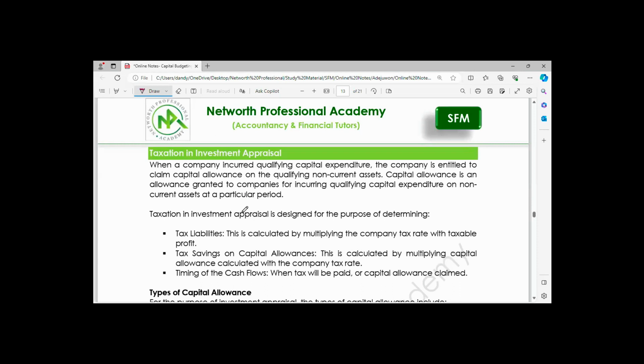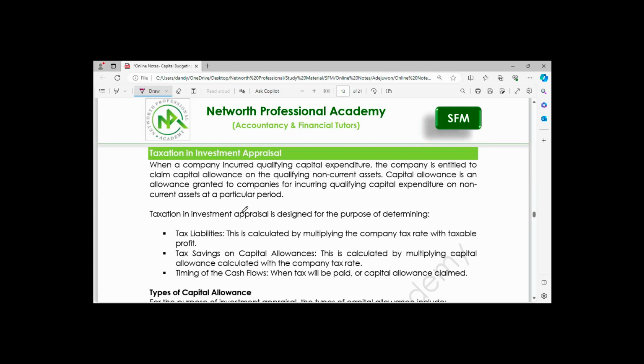The initial allowance is an allowance claimable once in the lifetime of the asset. Once you claim it for the first year, it's not repeatable again. It's for life. Once you claim it, that's it. You can't claim it again. In most cases, initial allowance will not be there in your question. It's not common.